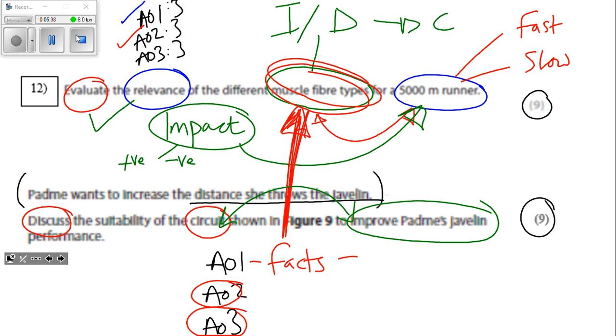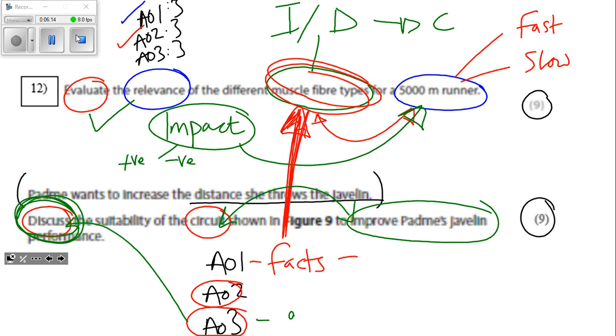Think about the order of the stations. Think about how long she should be working for and her recovery periods. And again, take a little look at the mark scheme if you're not sure. For AO3, we're now trying to answer this discuss word. How suitable is the circuit to improve Padme's javelin performance? And don't forget, discuss. We might be looking to suggest some alternative methods of training that she might use to improve her javelin performance. And again, that was just what people were missing.